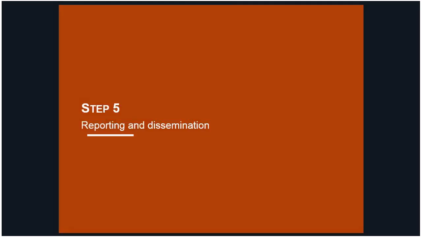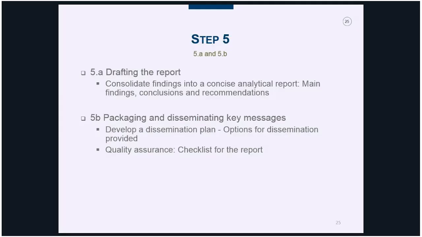Step five is on reporting and dissemination. Here again, we have two sub-steps. The first sub-step is about drafting the report. Again, we've given some guidance on how to compile the findings and to make the report as clear and analytical as possible. And then as a second sub-step, we've also outlined for you possible options for packaging and dissemination.